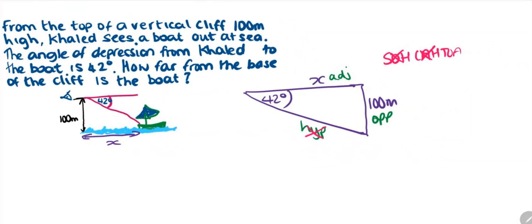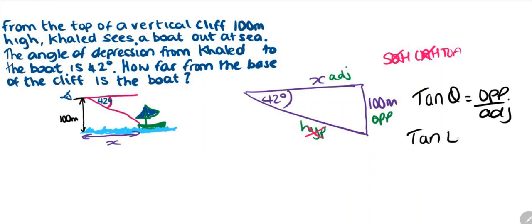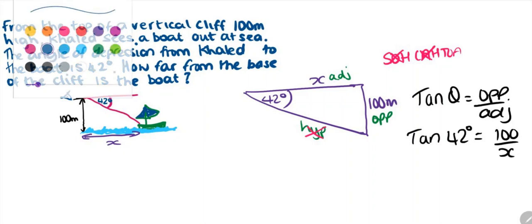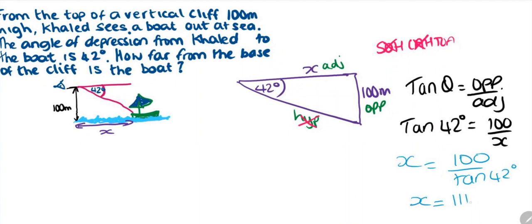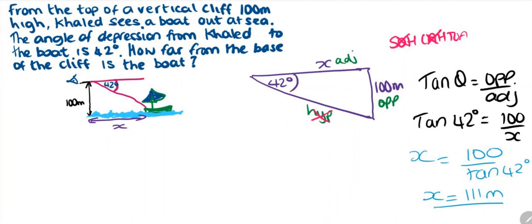So the tan of theta is opposite over adjacent. So tan 42 is 100 divided by x. Rearranging the formula, we have x is equal to 100 divided by tan 42. And if I put that into the calculator, I'll have 111, and it's meters. So the boat is 111 meters away from the cliff.